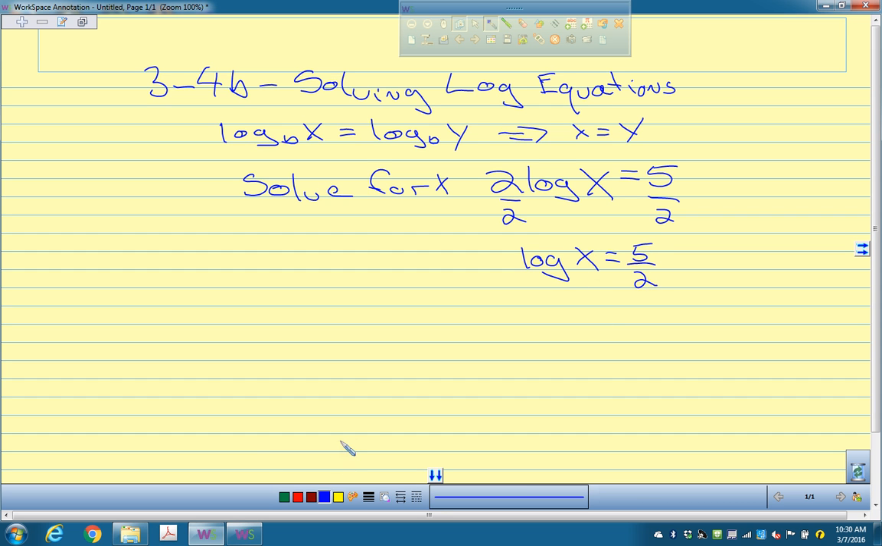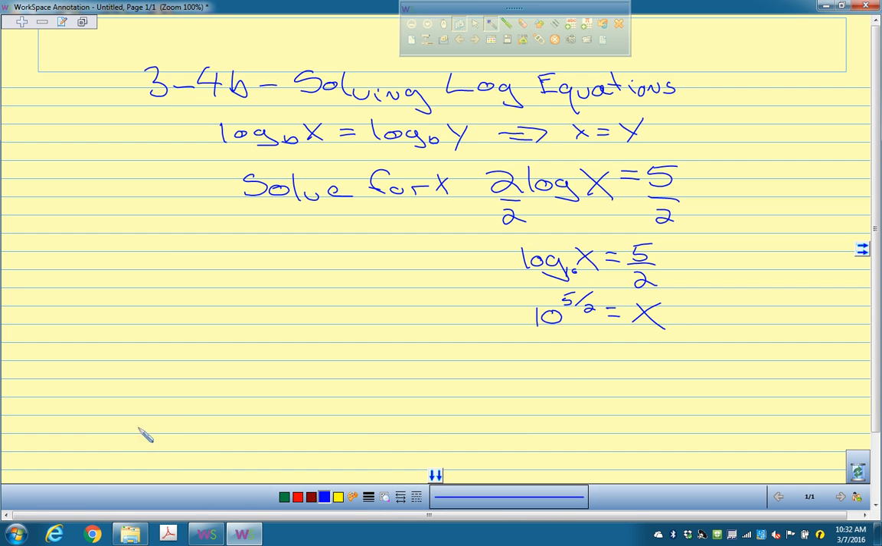How did I make the log go away? Isn't it log base 10? Yeah, it's log base 10. Just clarifying, if there's nothing there, it's log base 10. How do I make the log go away? You move the 10 over. There's a 10 down here if you don't see it. So you rewrite it in exponential form: 10 raised to the 5 over 2 is equal to x.